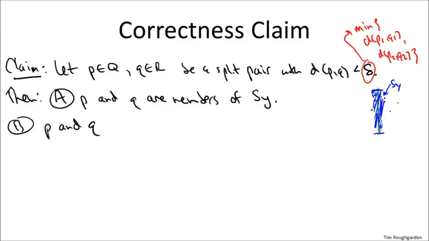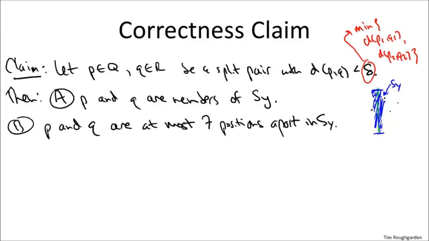Here's part B of the claim, and this is the more remarkable part of the claim, which is that P and Q are almost next to each other in this sorted array SY. So they're not necessarily adjacent, but they're very close. They're within 7 positions away from each other. So this is really the remarkable part of the algorithm. This is really what's surprising and what makes the whole algorithm work.